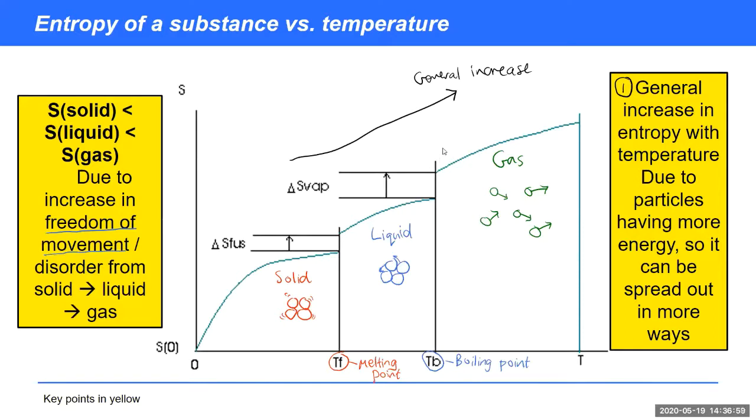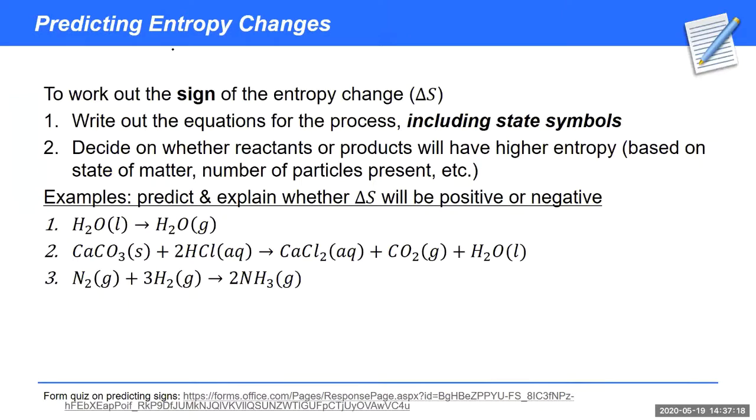So first thing we're going to do is just look at predicting entropy changes qualitatively. So we're going to look just at how we can predict, will it be an increase in entropy or a positive delta S, or will it be a negative delta S, a decrease in entropy? We'll go on to quantitative predictions a little bit later on. So firstly, predicting entropy changes, and we're talking here qualitatively.